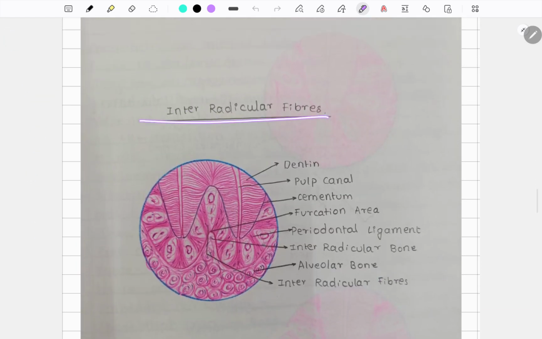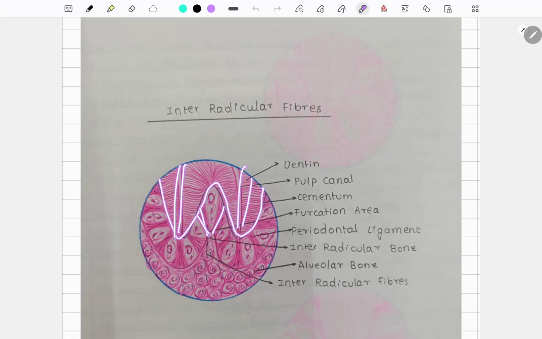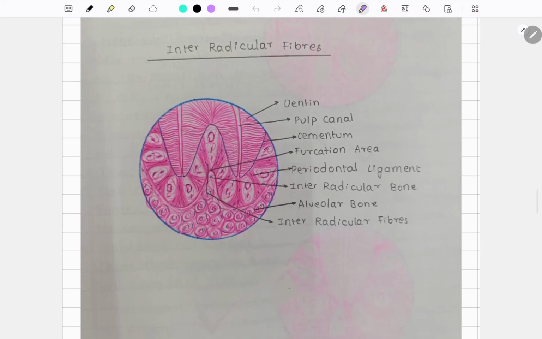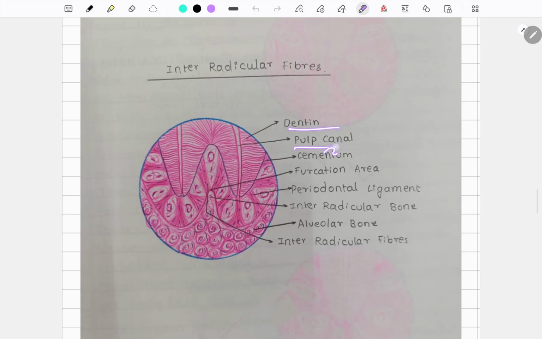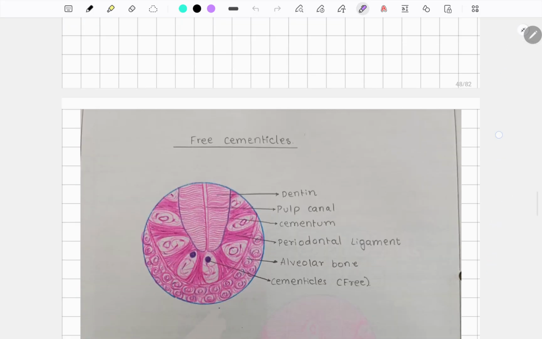Then interradicular fibers. These fibers are present between two roots of the same teeth. Transeptal were between two adjacent teeth, and this is two roots of the same teeth, interradicular fibers. As you can see, if it is a molar teeth, this is the first root, this is the second root, and these fibers between the two roots of the teeth are known as interradicular fibers. Rest all you can see in the labeling if you want to. These are easy, so I am skipping that part.